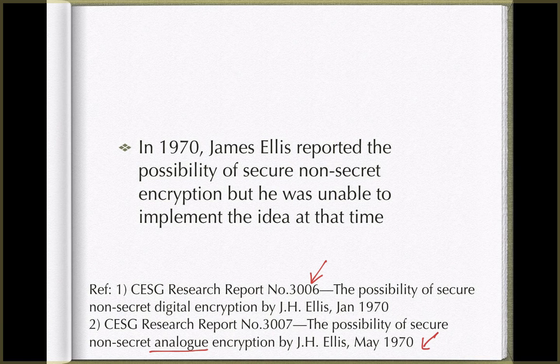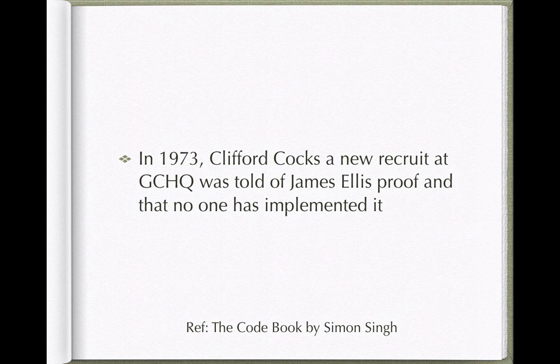And then he started writing reports number 3006 and 3007. Of course, at that time, the whole world didn't know about these reports. Both reports were immediately classified as secret, and they remained secret for the next 27 years. James Ellis was always looking for a way to realize the concept he wrote in the report. Luckily, in 1973, a very young mathematician called Clifford Cocks was a new recruit at GCHQ.